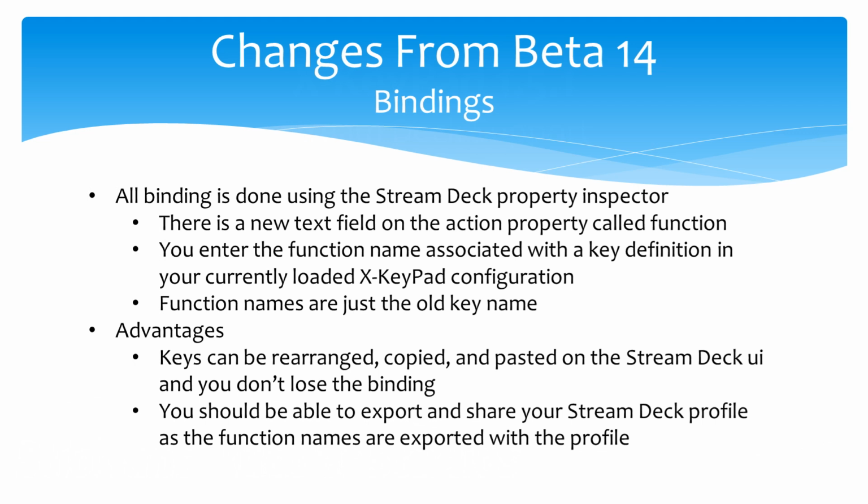But once you install the new XKeyPad plugin, when you bring up the property inspector on a particular action instance, you're going to see a new text field called the function property. This is where you're going to put in the name of the equivalent function name over on the key definition in the XKeyPad configuration. And this is how the match is made between that instance of the key on the Stream Deck and what you actually want done when you press that key, or what it should look like when there's a change in the key's look and feel.